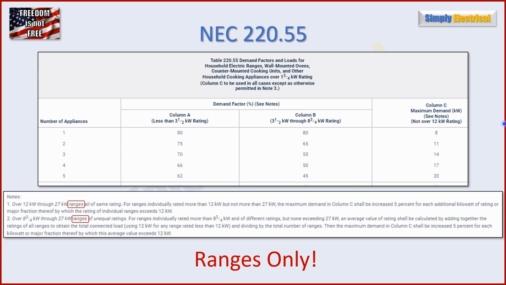Column C restricts its use to ranges not over 12 kW. You may have wondered about ranges that exceed 12 kW rating. Well, that's where notes 1 and 2 come into play. The main difference between the two notes is that note 1 is for ranges of equal ratings and note 2 is for those of unequal ratings. The other difference is that note 2 includes ranges down to 8 3/4 kW instead of starting at 12 like note 1 does. But we'll talk about that later. Let's look at note 1 first.